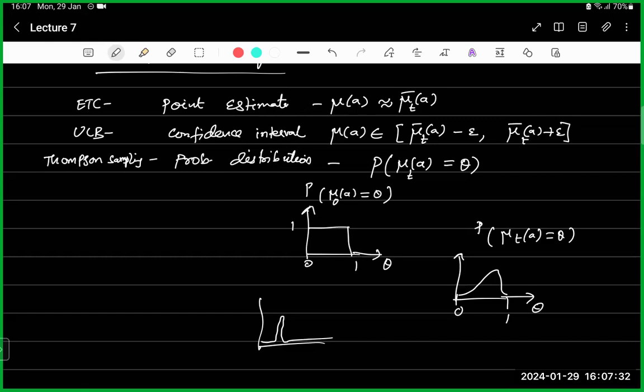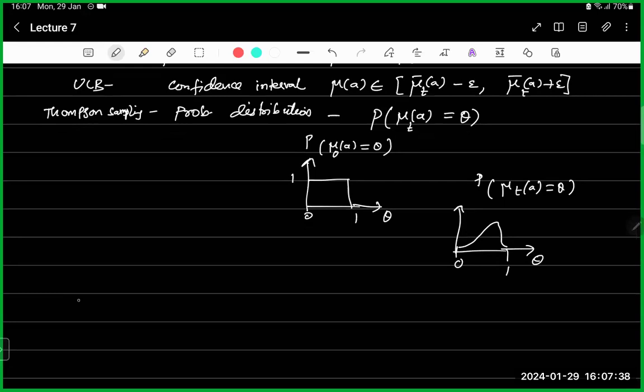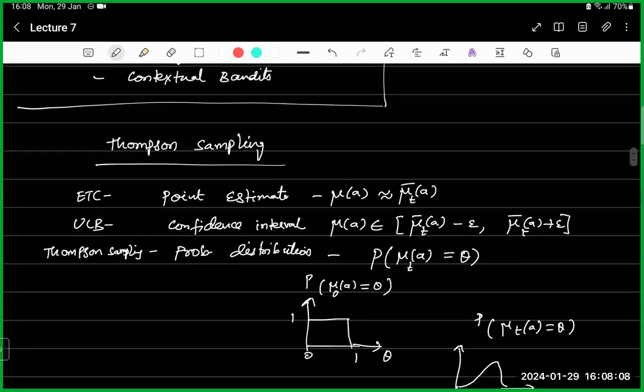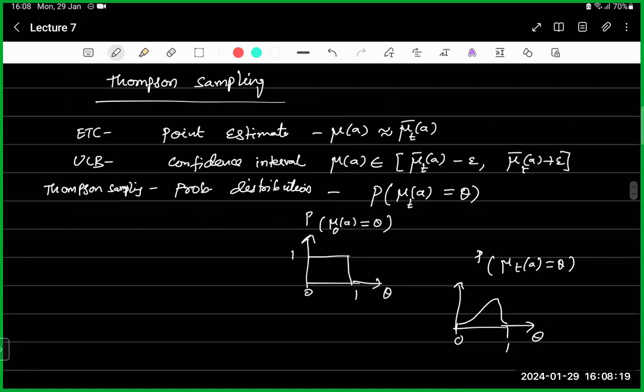So, at any point of time, based on whatever samples you have seen about a particular arm, you can have one such belief for each arm, right? For every arm, the true mean will be something different, right? So for every arm, you'll have some distribution like this. For arm one, what is my belief about the true mean? For arm two, what is my belief about the true mean? Just like how we have a sample distribution for each true mean. Instead of mu bar t of a, we have p_t(mu of a = theta). Okay.